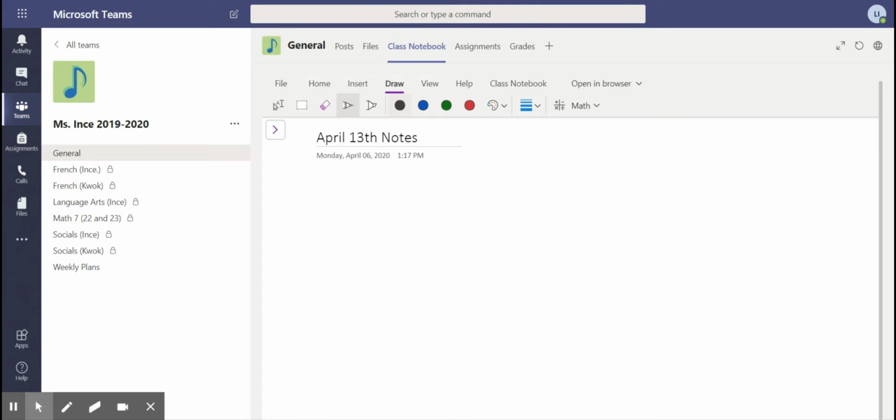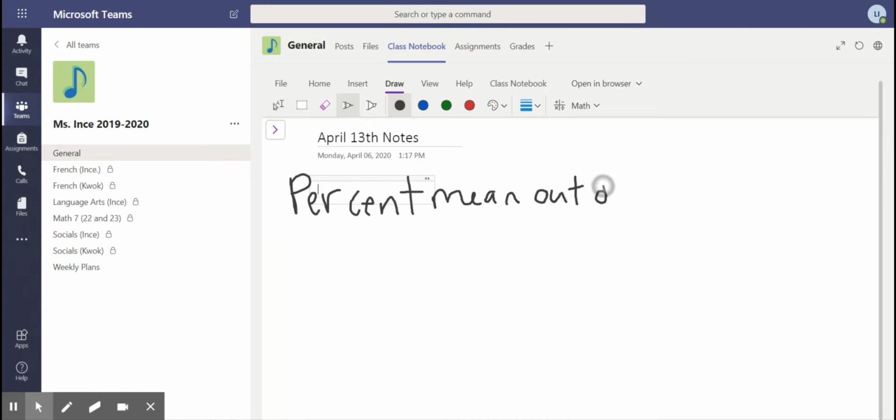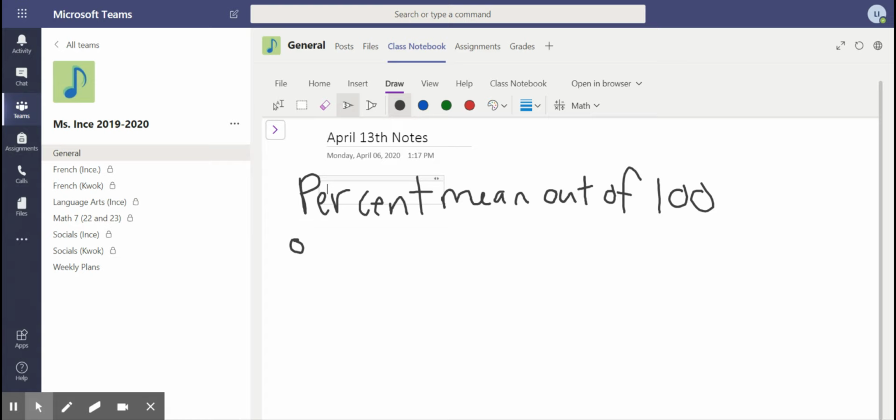So the word percent means out of 100. And we know the symbol for percent looks like this, right? You've seen it all before, I'm sure.